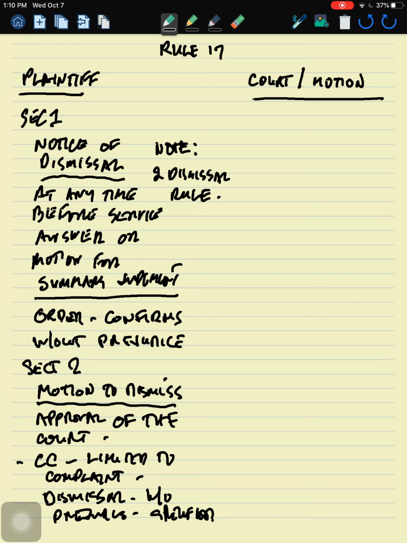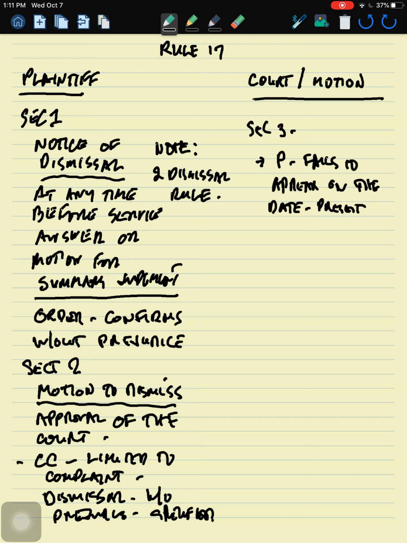Before we move on to a dismissal by the court or upon a motion, I would like you to note that a class suit shall not be dismissed or compromised without the approval of the court. Under Section 3, it says there that the court, motu proprio or upon motion of a defendant, can dismiss the complaint for the following reasons. So first, if for no justifiable reason the plaintiff fails to appear on the date for the presentation of his evidence in chief.